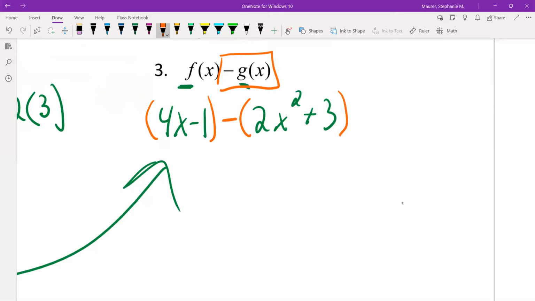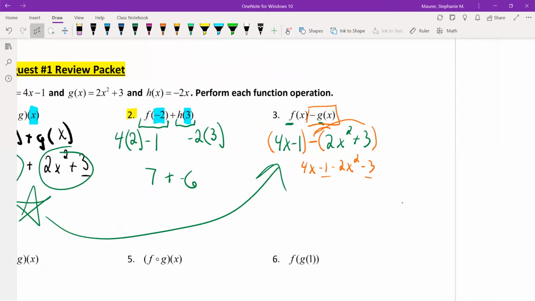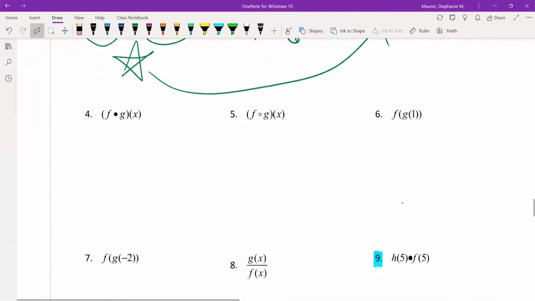If we put parentheses in this, we now see that negative sign having to get distributed, giving us a 4x minus 1 minus a 2x squared, and then last but not least, a minus 3. In which case, again, combining like terms as you see fit, and I'll let you finish that problem.